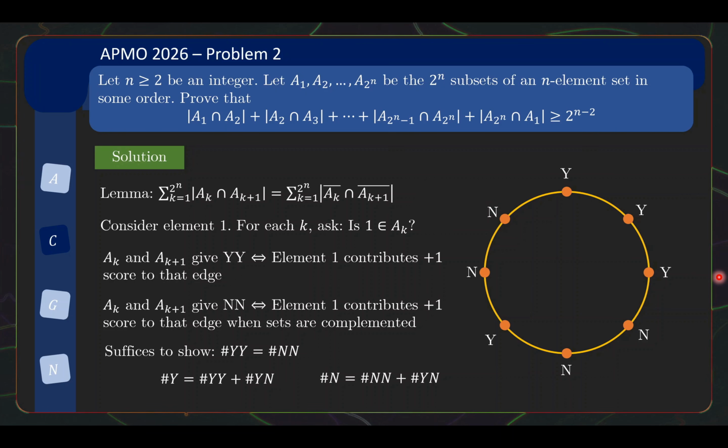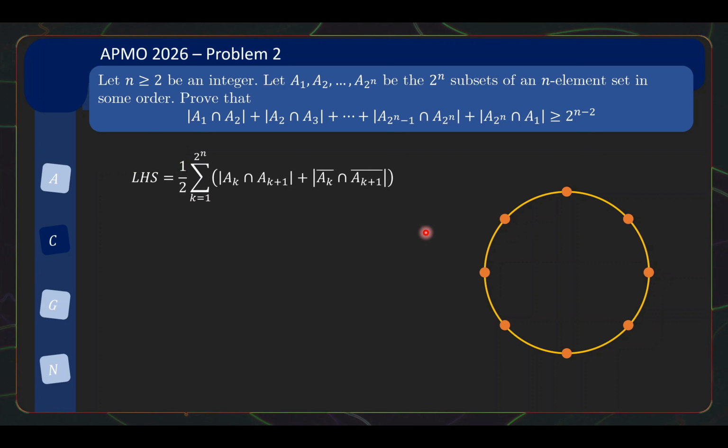Okay, so now that we have the lemma, this tells us that the thing we want to prove here, the left-hand side, is the same as half of, I take the normal sum, and the sum when all the sets are complemented. Now I want to show that it's greater than or equal to 2 to the n minus 2. And why do I bother with doing this? Because I want to look at the normal sets as well as the complemented sets at the same time.